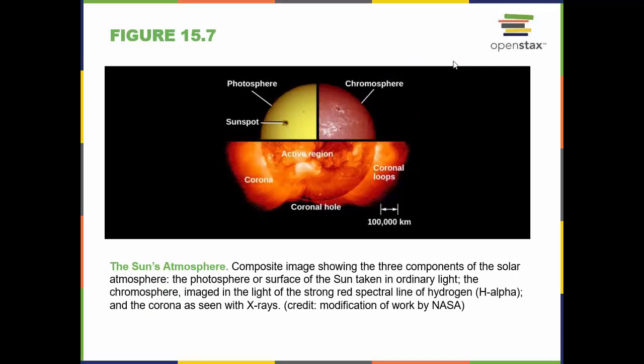If you look at the Sun's atmosphere, this shows a composite image showing the three components of the solar atmosphere. They are the photosphere, or the surface of the Sun taken in ordinary light, and the chromosphere, imaged with the light of a strong red spectral line of hydrogen, so we're just looking at the red part of the spectrum. And finally, the corona as seen with X-rays. Don't forget, X-rays aren't visible, but we color them here to show their intensities.